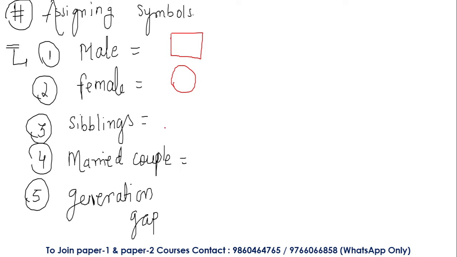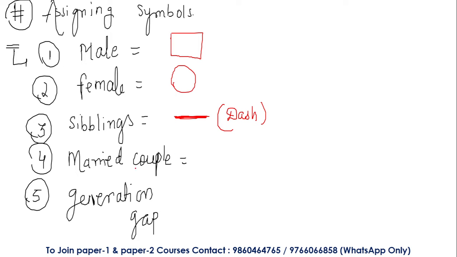For siblings, whenever in a question they talk about two characters and we understand that they belong to the same parent, that they are the children of the same parent, it means they are brother and sister, right? So they are siblings. Whenever sibling characters appear in the given question, we are going to use a dash for that. This is the symbol, dash.